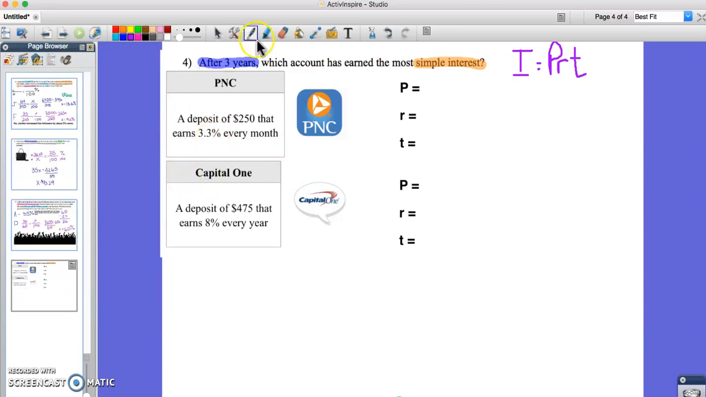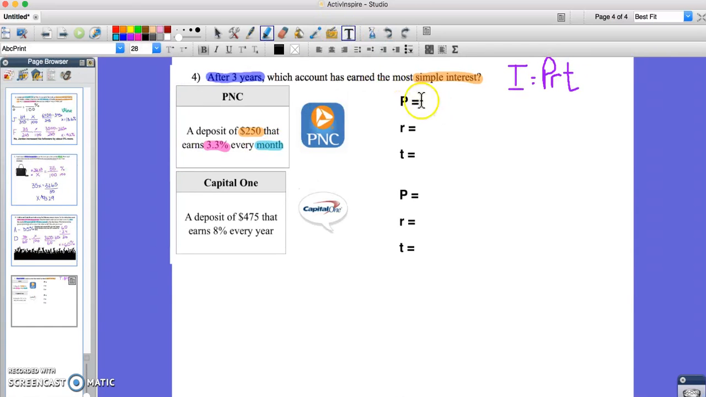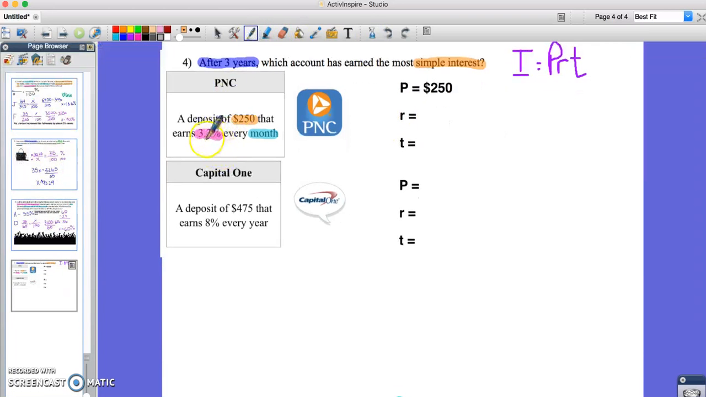So let's start with PNC. PNC says a deposit of $250 that earns 3.3% every month. So all the information that we need is given to us right there. Our principal is $250. It's our starting amount. Our rate is 3.3%, but we need to turn that into a decimal.